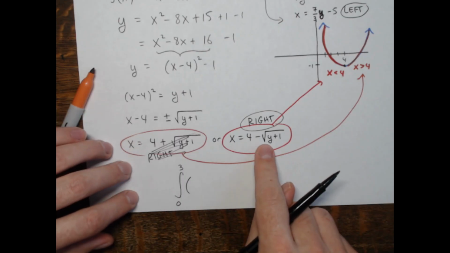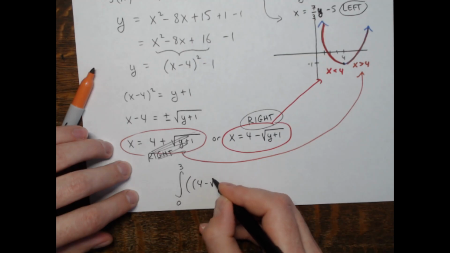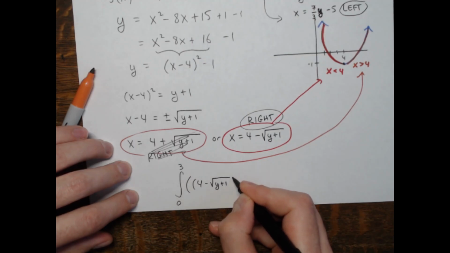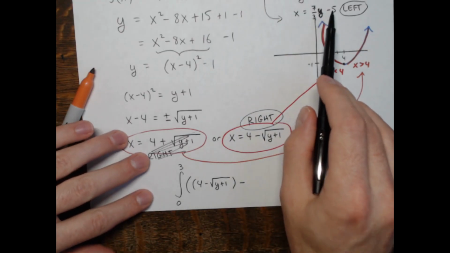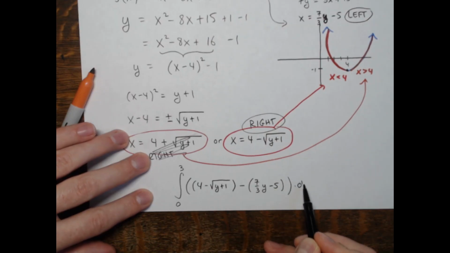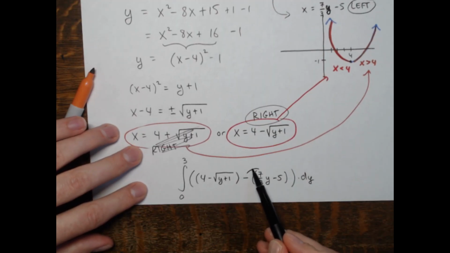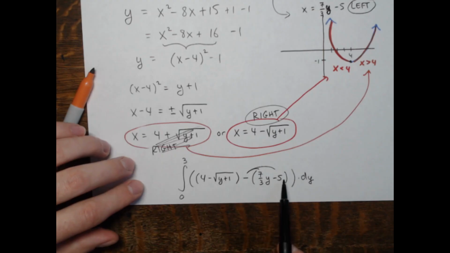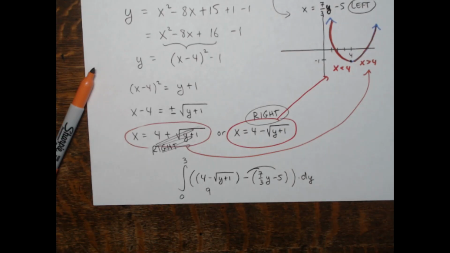of, and then my right curve minus my left curve in terms of y, this 4 minus the square root of y plus 1 on the right, minus, and then the x coordinate on the left curve in terms of y was this 7/3 y minus 5, and again times dy with respect to y. Now if you want to simplify things, distribute this, and then this would be 4 plus 5, so you'd have 9 minus this square root, and then minus 7/3 y.